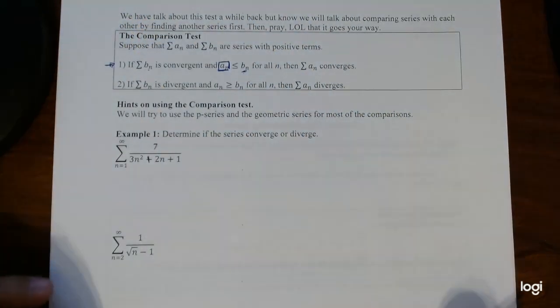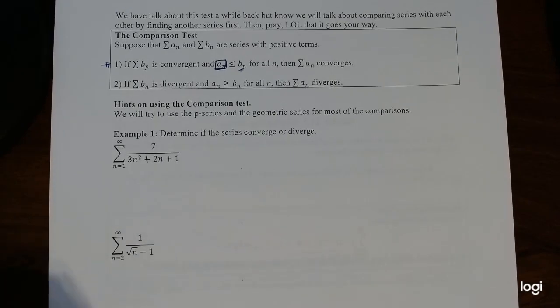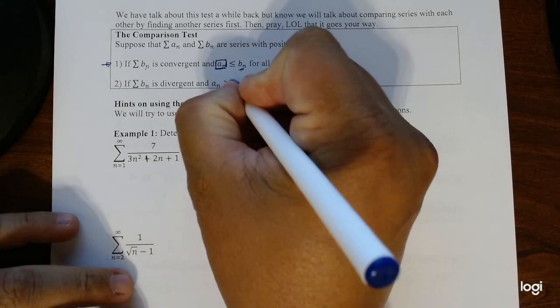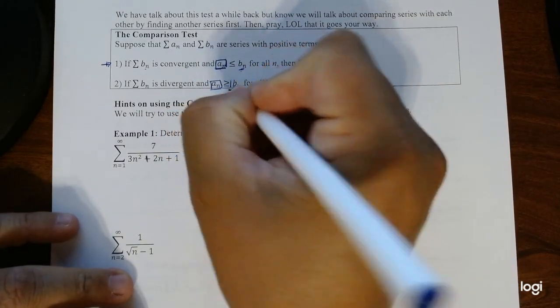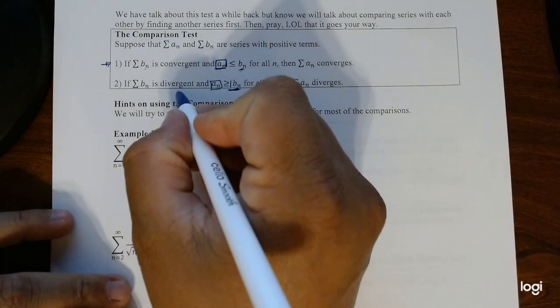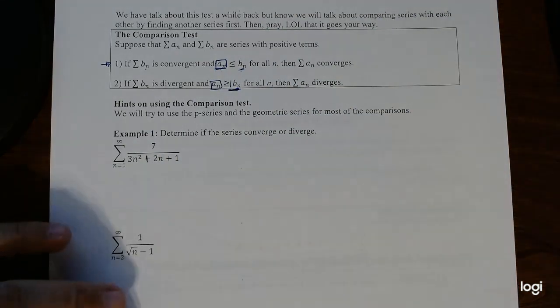Okay, and number two says the complete opposite. If I can find a b sub n that diverges such that b sub n is now smaller than our original function, so now if I can find a smaller function, and I prove that it actually diverges, therefore the bigger one also diverges, the original one.